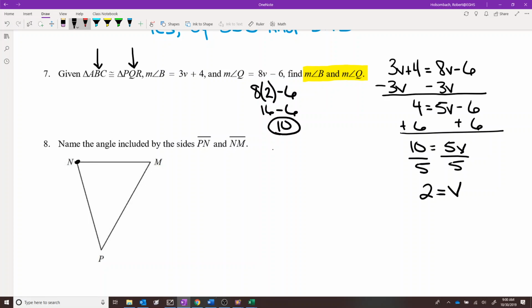Here's side PN, right here. And here's side NM. Included angle. We said the included angle is the angle that's formed by the two sides. So that's going to be angle N. The letter that shows up in both descriptions is going to be the included angle. The picture just helps you verify it.